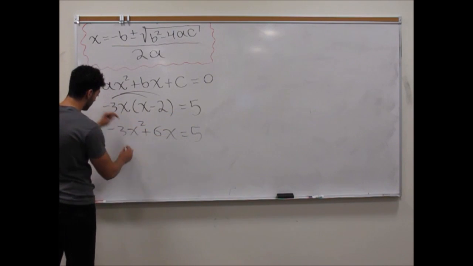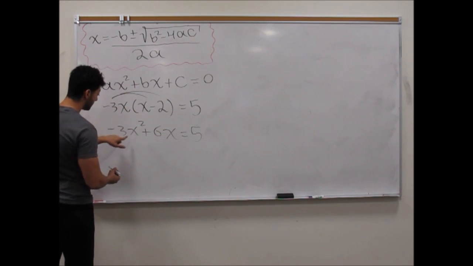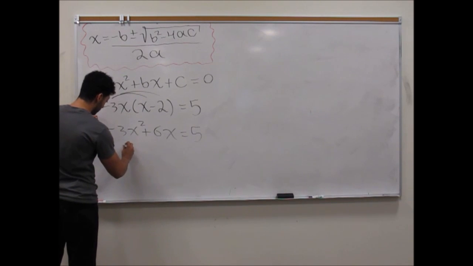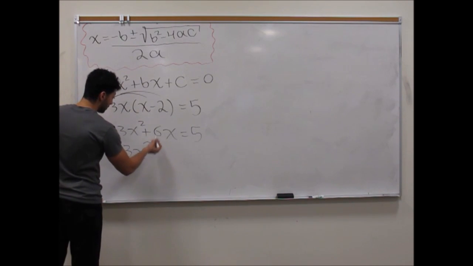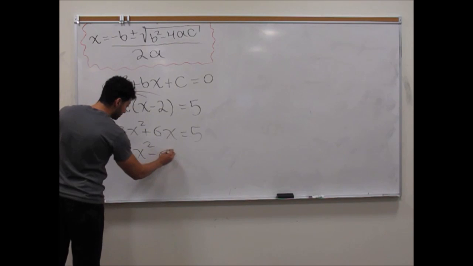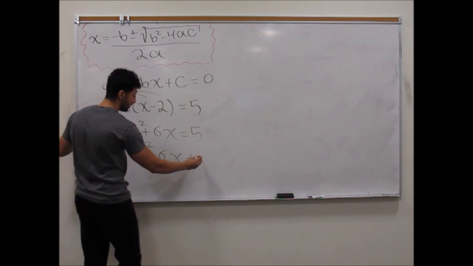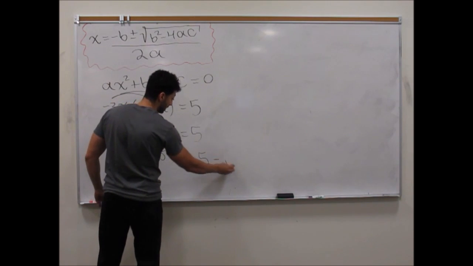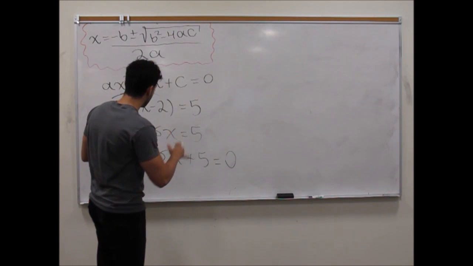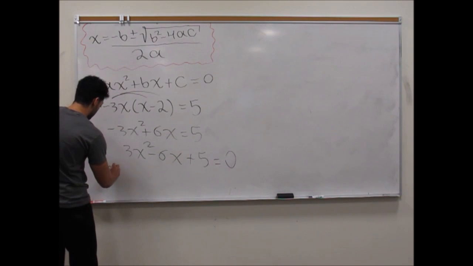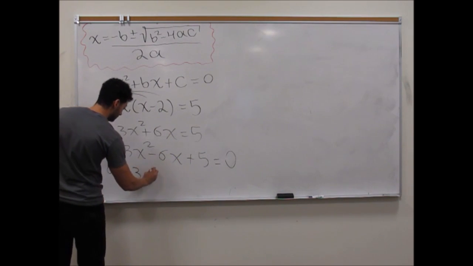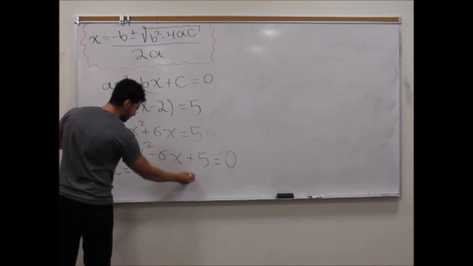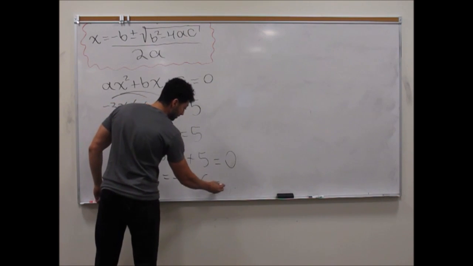So you add the 3x over, you add the negative 3x squared over, you subtract the 6x over, and the 5 was already here. Now we just seek out what our a, b, and c are. So a is equal to 3, b is equal to negative 6, and c is equal to 5.